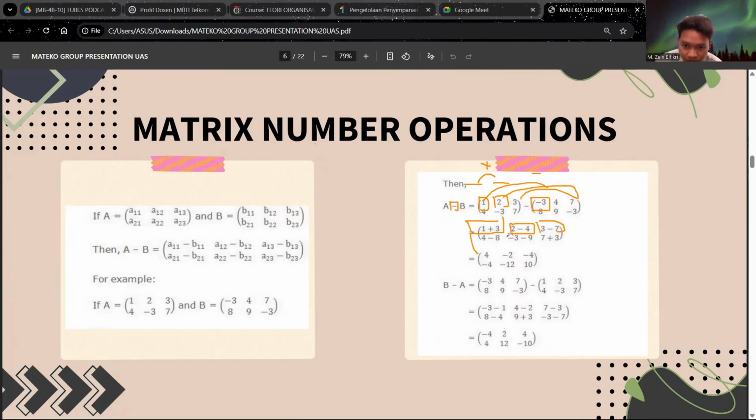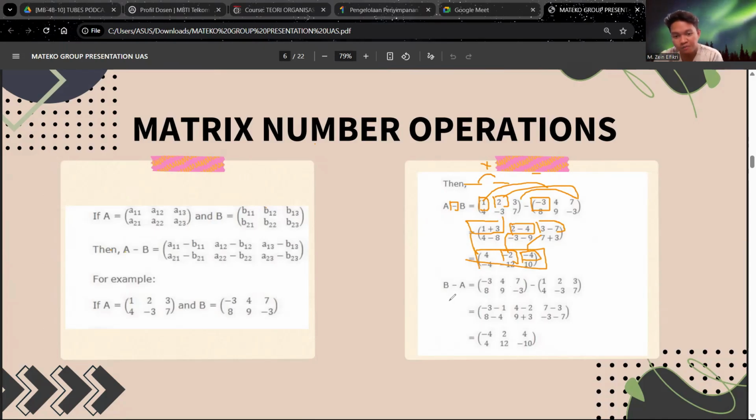1 plus 3 is 4. Here, yeah, 2 minus 4 is minus 2. And 3 minus 7 is minus 4. And also 4 minus 8 is minus 4. Minus 3 minus 9 is minus 12. 7 plus 3 is 10. Like that. So the result is this. Okay. Continue to the next example.